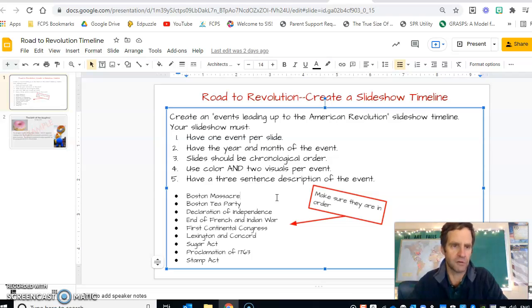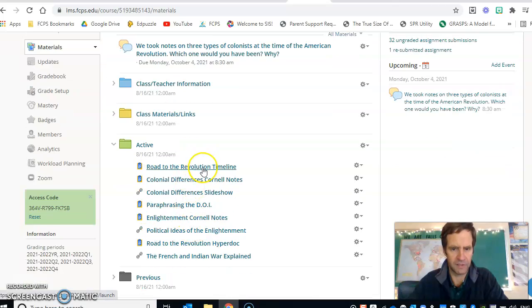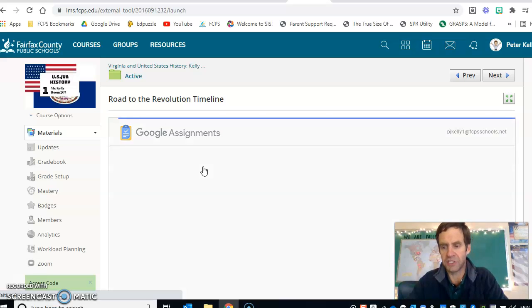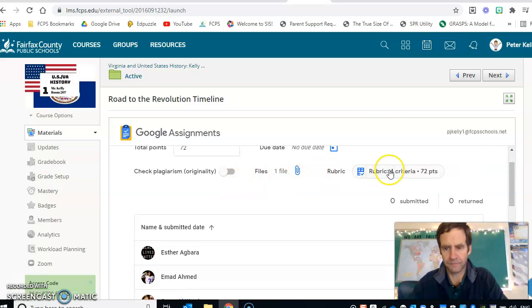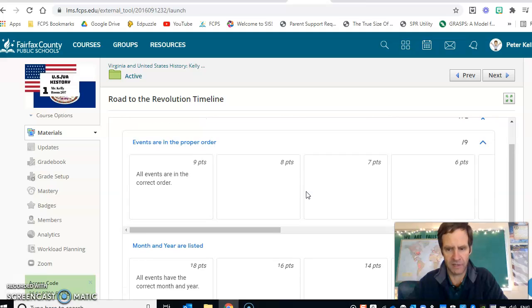Your slides should be colorful. They should have at least 2 pictures per event and a 3-sentence description for each event. This is on Schoology and it's in the active folder, and there is a rubric attached to the assignment, so you can go through and use the rubric to check your own work. Make sure that you are completing all the necessary tasks.